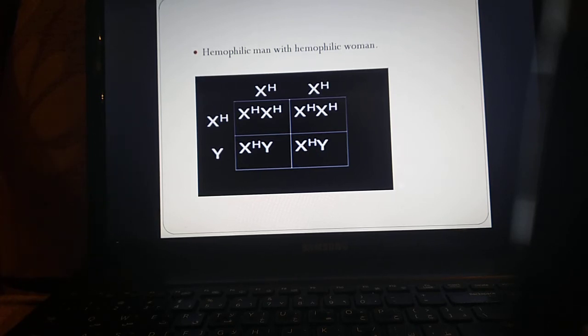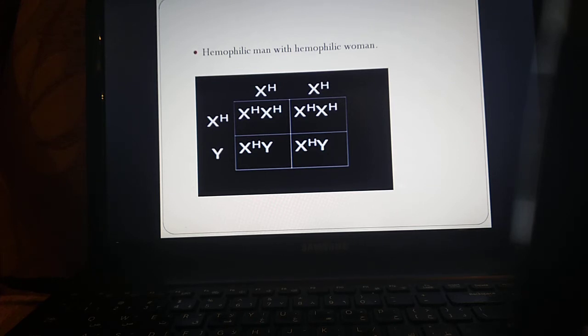Now on top we have the female chromosomes. This female is hemophilic. That means she has the disease. So both of her X chromosomes are carrying the H allele. So we put XH with XH.